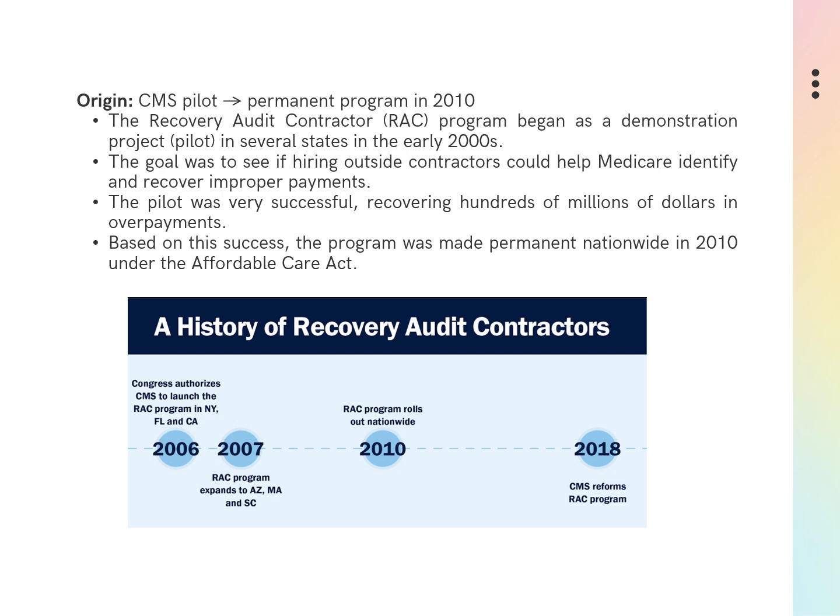A history of recovery audit contractors. In 2006, Congress authorizes CMS to launch the RAC program in New York, Florida, and California. In 2007, RAC program expands to Arizona, Massachusetts, and South Carolina. In 2010, RAC program rolls out nationwide. And in 2018, CMS reforms RAC program.